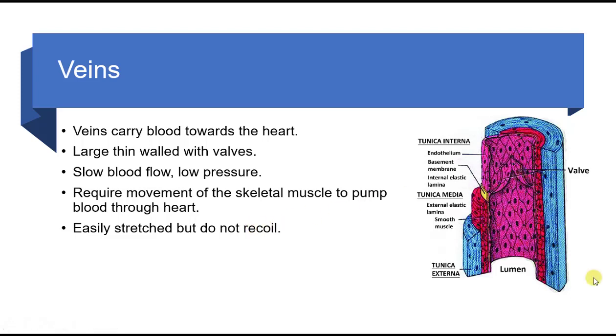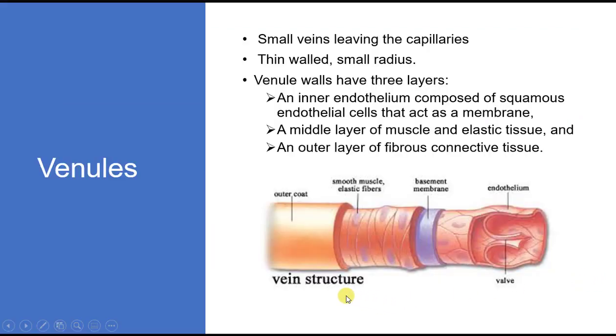So I want to talk a little bit about venules and their structure, and these are the fourth type of blood vessels that we have to discuss. These types of blood vessels are very small veins that leave the capillaries. They are very small blood vessels present in the microcirculation that allow blood to return from the capillary and to drain into larger blood vessels. So venules are very thin and they have a very small radius.